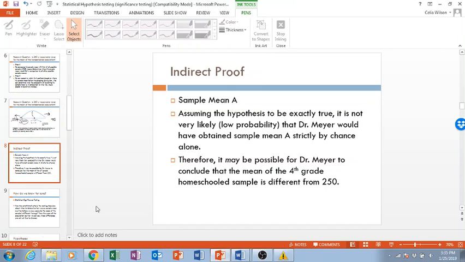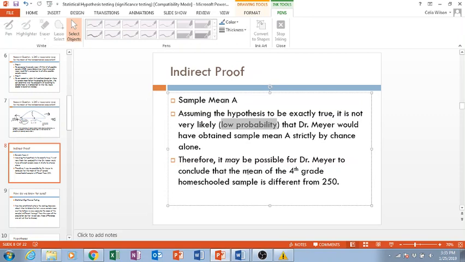Okay, so sample mean A. Assuming the hypothesis to be exactly true, it is not very likely, remember we said it's that really low probability, that Dr. Meyer would have obtained sample mean A strictly by chance alone. Therefore, it may be possible for Dr. Meyer to conclude that the mean of the fourth grade homeschooled sample is different from 250.